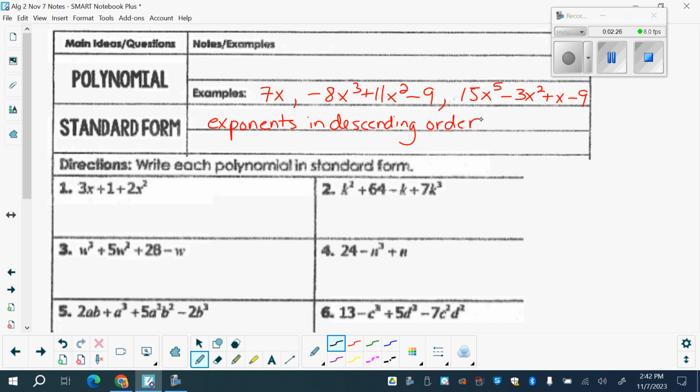So all of these up here for the examples, those were already in descending order. That's standard form. So remember, standard form for a quadratic was ax squared plus bx plus c. Those exponents were also in descending order.